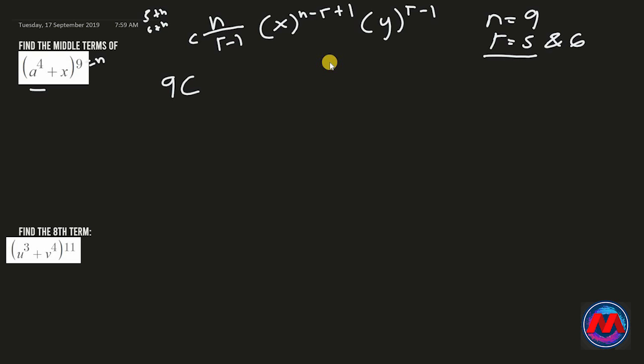Raised to, the 5th term is 5 minus 1 is 4, times x natin, which is a raised to 4. Tapos, n minus r, that's 9 minus 5 plus 1. And y, ano ba yung value ng y natin? The value of y is x raised to r minus 1. R minus 1, r is 5, 5 minus 1. So, simplifying that.